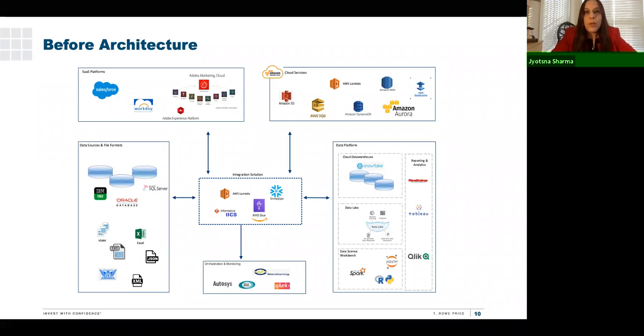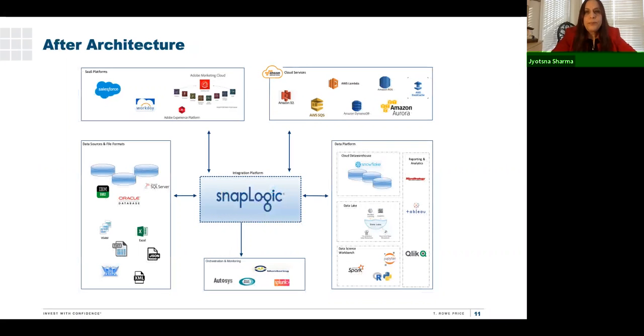So fast forward, if we move on to the next slide, this depicts the after architecture. Again, focusing on the central part, we are in the process of replacing all the services we had in that central box. So we have a single, centralized, streamlined platform that meets our end-to-end integration and automation needs in a fast, productive, reliable way.